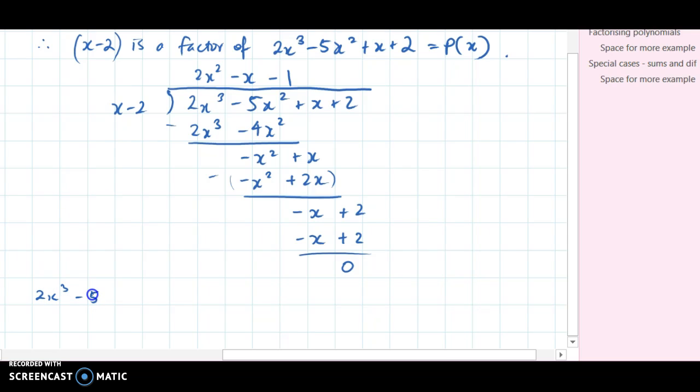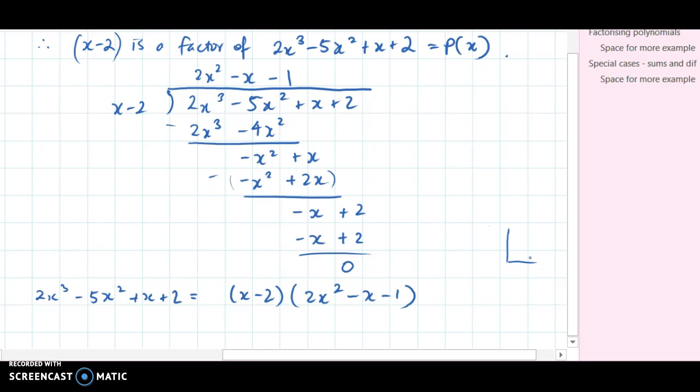2x cubed minus 5x squared plus x plus 2 can be expressed as x minus 2 times 2x squared minus x minus 1. As in this times this will give you this, right? Because essentially you just did that divided by that equals that. And then you might recognize this as a binomial. So we can actually factorize that. You can use the cross method, the L method. I'm going to use the L method.